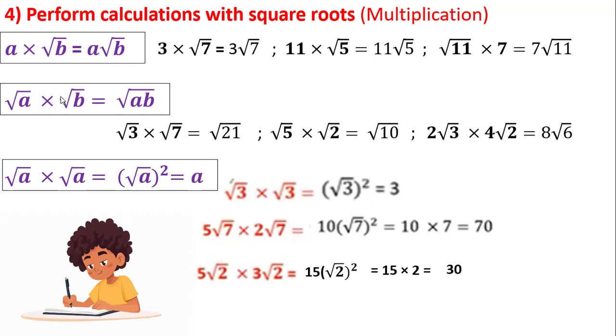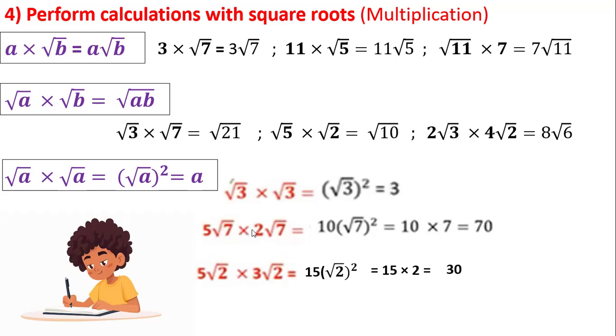What's the difference between rule number 2 and rule number 3? Rule number 2, we are multiplying different radicands. Rule number 3, we are multiplying same radicands. So as an example, radical 3 times radical 3 gives me radical 3, all of it squared. The squared cancels the radical. It comes out as a 3.